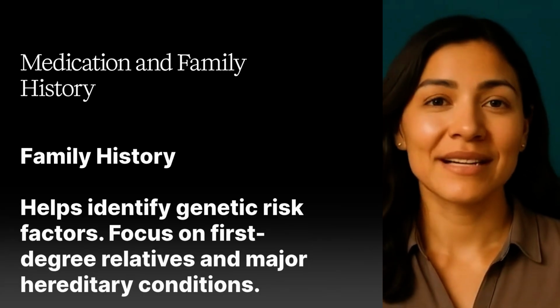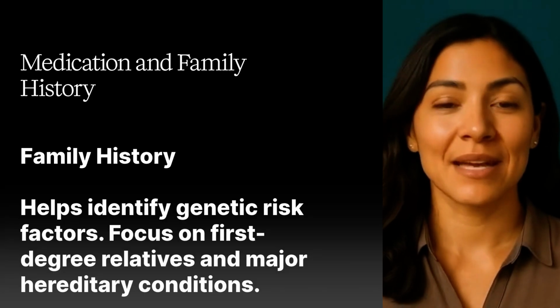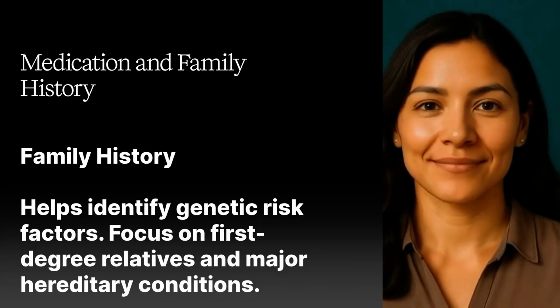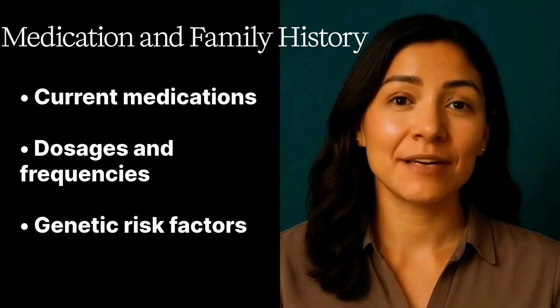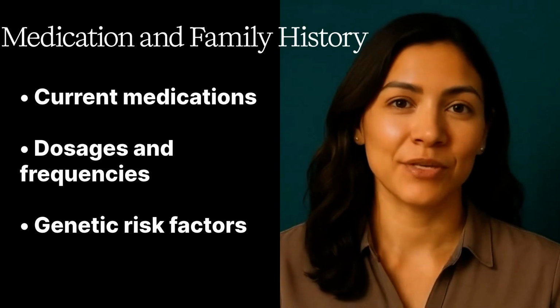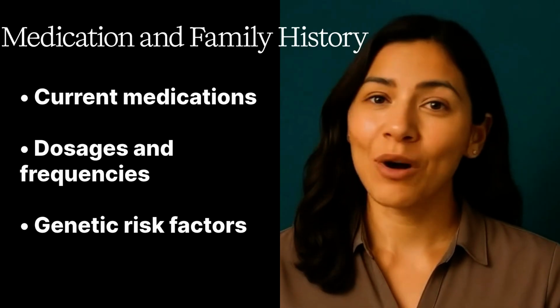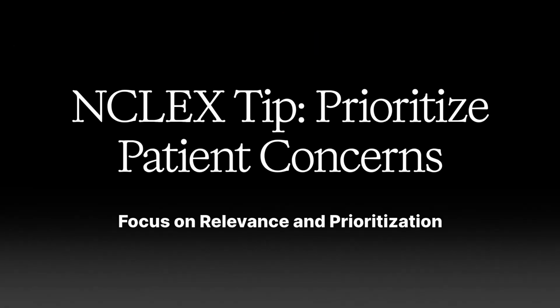Family history helps identify genetic risk factors. Focus on first-degree relatives and major hereditary conditions. Social history includes lifestyle factors like smoking, alcohol use, occupation, living situation, and support systems. NCLEX tip: focus on prioritization and relevance when documenting patient history. What's most important for the current situation?